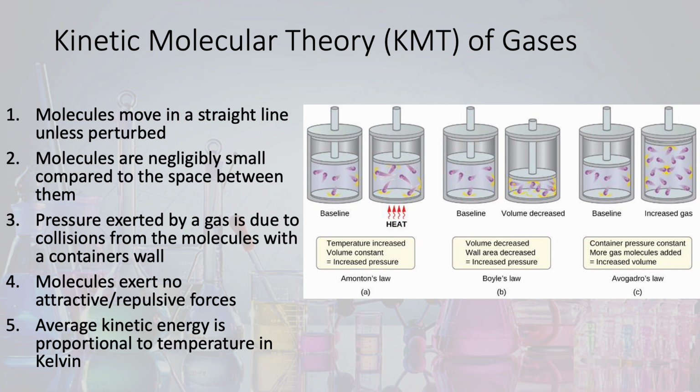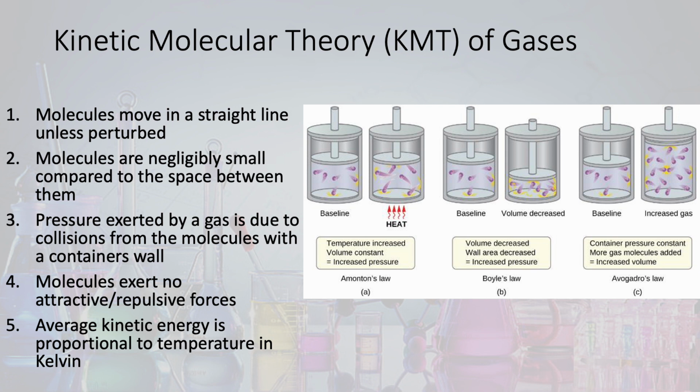Molecules are negligibly small compared to the space between them. Again, if you look at any of these images, these gas particles are meant to be very, very, very tiny compared to the empty space between all the gas molecules. And this goes back to that low pressure component of our assumptions to use the ideal gas law, right? Low pressure would assume not very many molecules or atoms of gas, thus few particles, very, very big space.